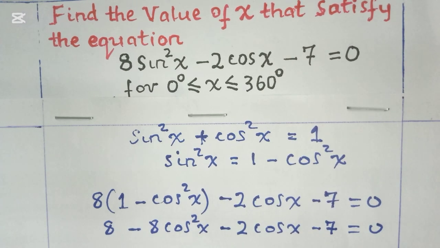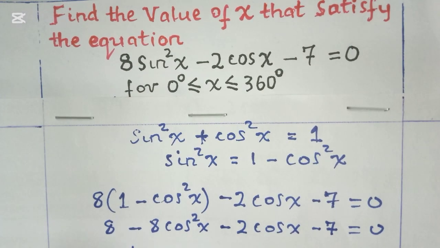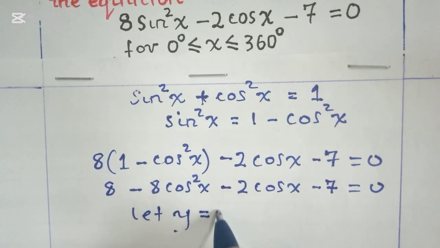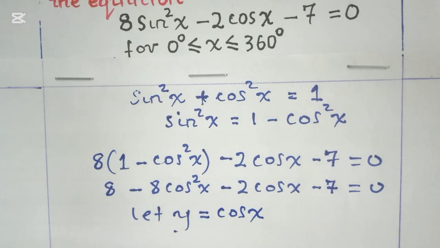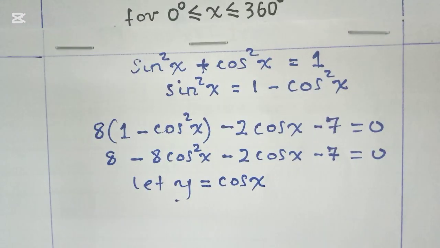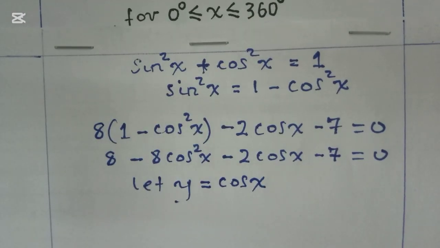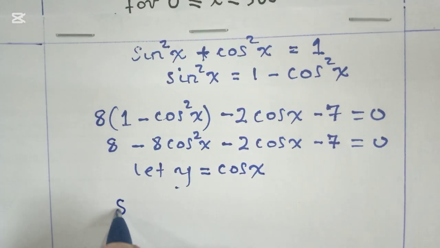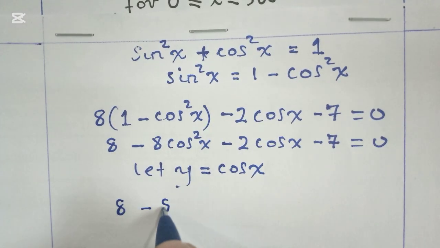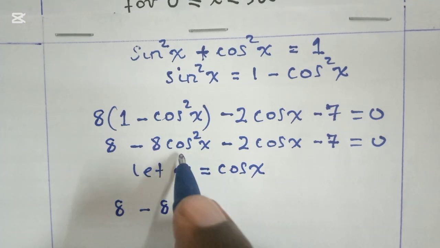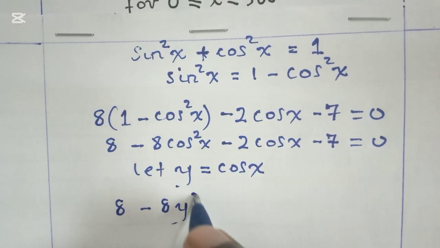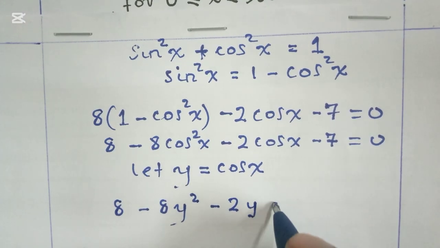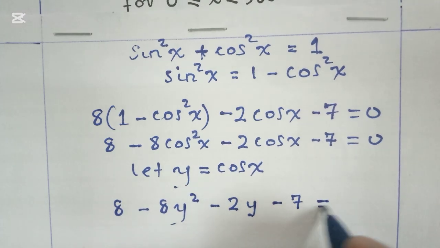We can now say, let y be equal to cos x. So we replace cos x. That is going to give us 8 minus 8, and instead of writing cos squared x, we write y squared, minus 2y minus 7, which gives us 0.